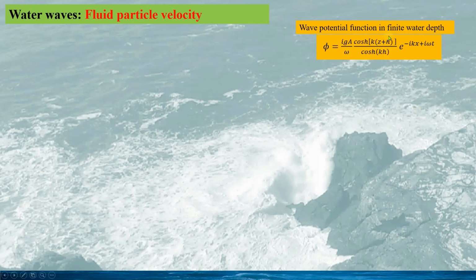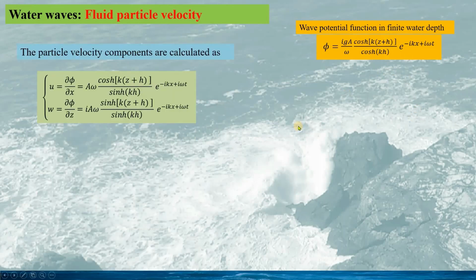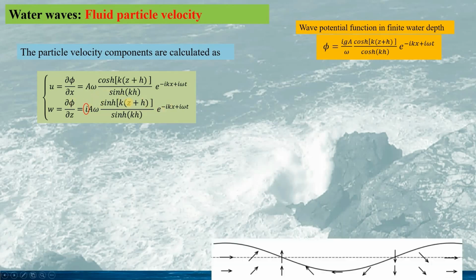Based on the wave velocity potential function, we can calculate the water particle motion, the horizontal and the vertical velocity, u and w. This is based on the differentiation of the wave velocity potential function with regard to x and with regard to z respectively. So we can see the wave velocity components u and w have a phase difference of 90 degrees, indicated by this imaginary unit i here.